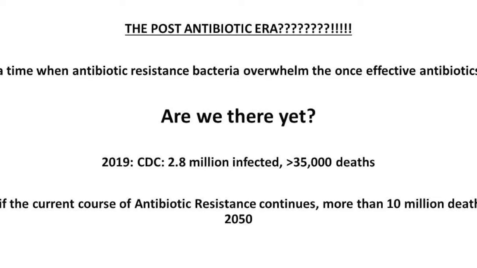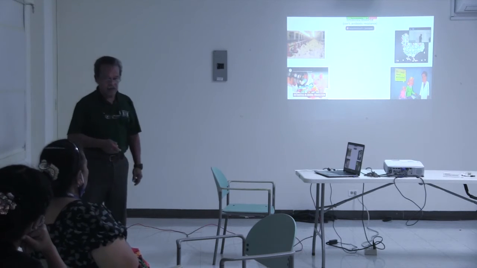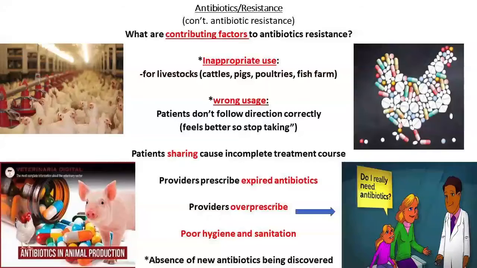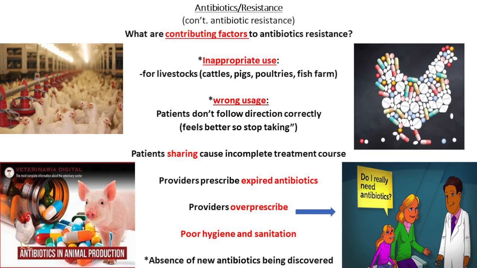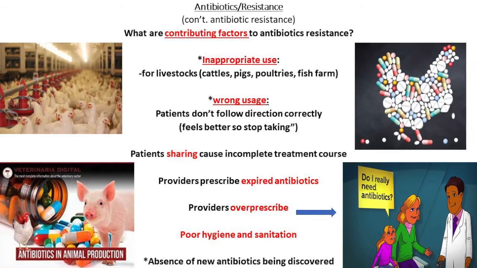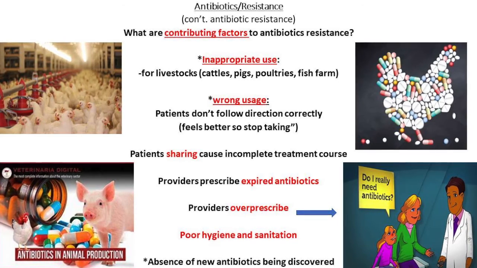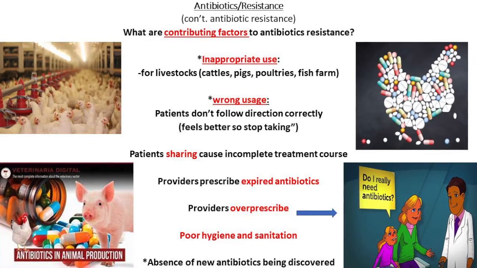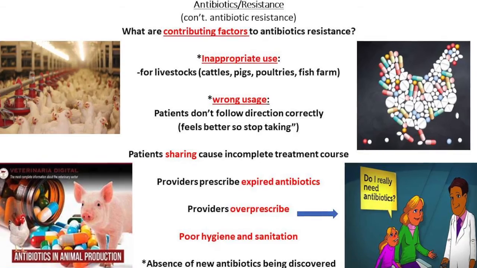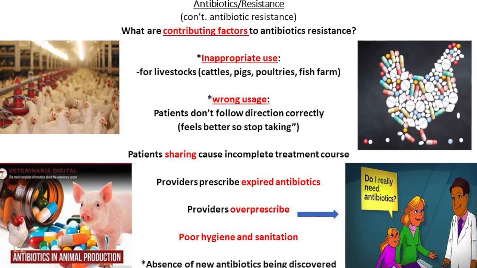So, what are the contributing factors bringing on this resistance? That's the one reason. So inappropriate use, like what we showed you, the use in livestock. They even use it in fish farms. So it's used in these animals that make money for these big companies.